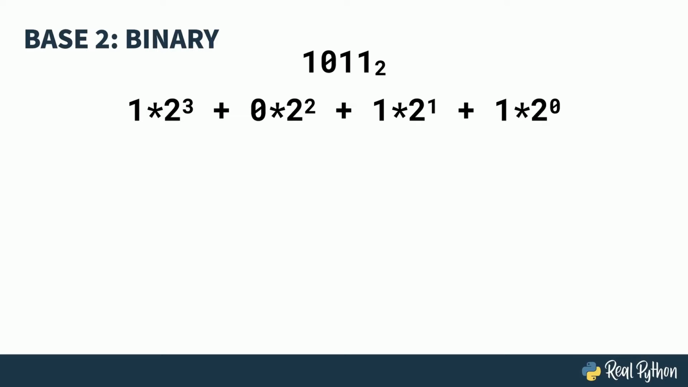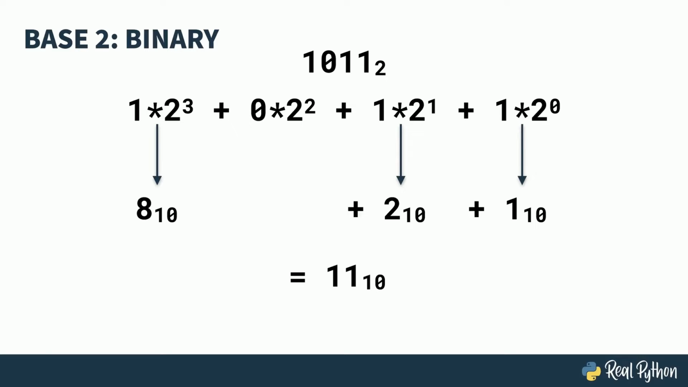Back to those switches, that on and off stuff: binary numbers, or base 2. Just like base 10 or base n, each digit is a power, in this case of 2. The number 1011 in binary is 1 times 2 cubed plus 0 times 2 squared, still 0, plus 1 times 2, plus 1 times 2 to the 0. This gives you 8 plus 2 plus 1 in base 10, for a total of 11 in base 10.